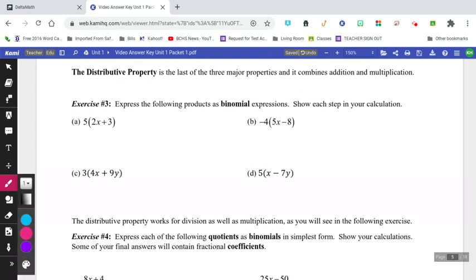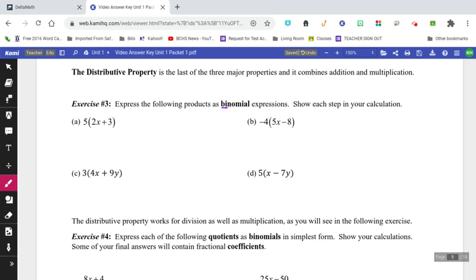Okay, probably one of the properties that we use the most is the distributive property. This typically involves addition, and with addition also goes subtraction, if you think of subtraction as the addition of negatives, and multiplication. So it says, express the following products as binomial expressions. This is a term you probably heard last year. But if you think of the prefix bi, that means 2. So that simply means that all of our answers are going to have 2 terms to them.